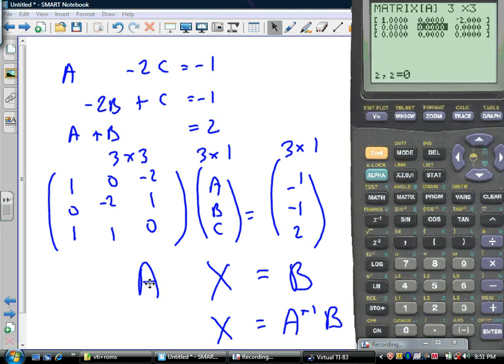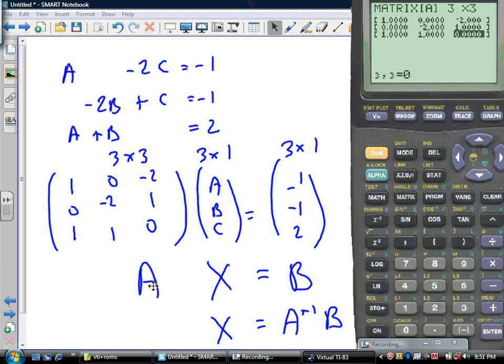Okay? 0, enter. Negative 2, enter. 1, enter. Okay? 1, enter. 1, enter. 0, enter. Done. Okay? So matrix A is stored. Remember, as soon as you type stuff, it's automatically stored. There's no, like, save key, right? Like in program mode, same thing.